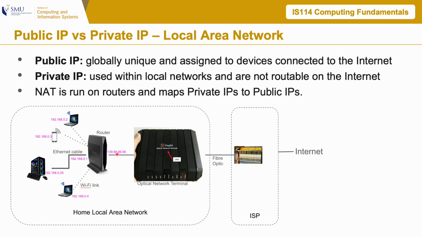It's assigned by your ISP, Internet Service Provider. Private IP addresses are used only within a local area network to uniquely identify each device within the local area network. The router assigns these private IP addresses using the DHCP protocol. NAT, Network Address Translation, is a crucial process run by the router that translates the single public IP into the correct private IP and vice versa.